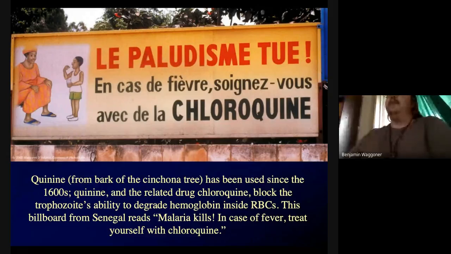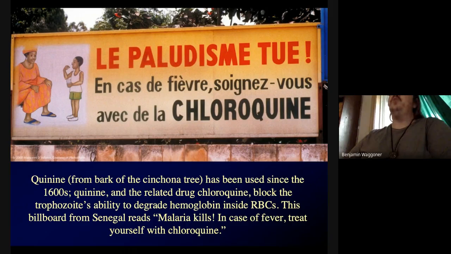The active ingredient in the cinchona tree is quinine, and quinine blocks the trophozoite's ability to break down hemoglobin inside red blood cells. Now, quinine has been mostly replaced by a more effective form called chloroquine. You may have heard of this because there's a derivative of chloroquine called hydroxychloroquine, which was proposed recently as a wonder cure for the coronavirus, which unfortunately it seems not to be.